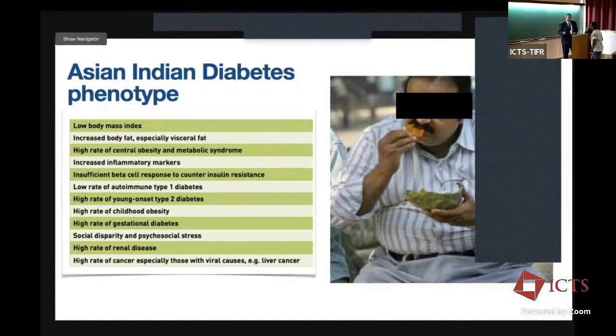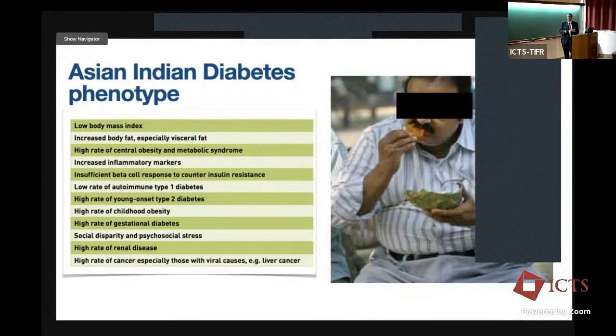Dr. Mohan has described that there is an Asian Indian diabetes phenotype. So our diabetics are not like what we see in the Western population. We have lean diabetics who have more body fat, they have more central obesity, and there are many characteristics. I'm sure Dr. Mohan will explain this in a little more detail.